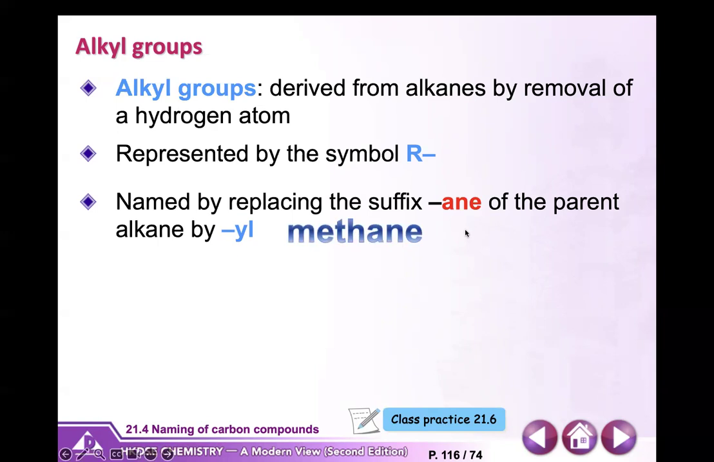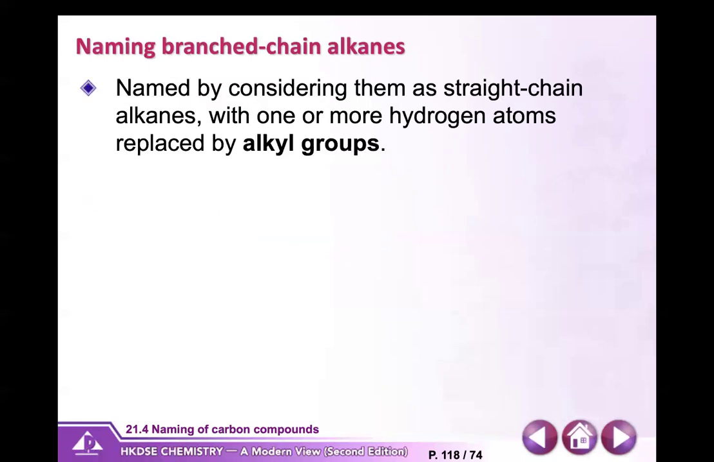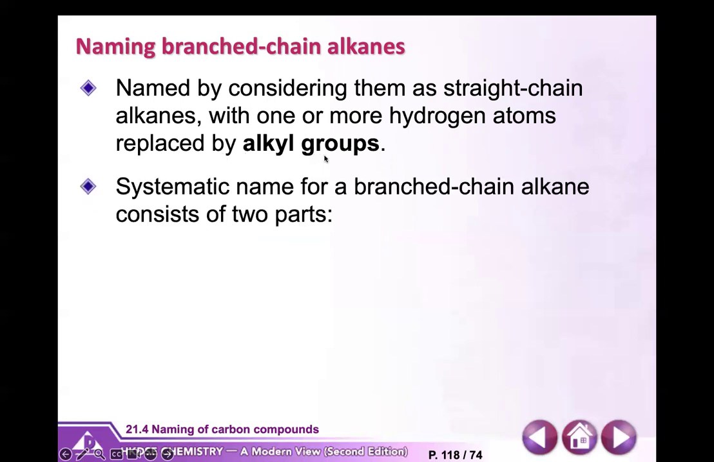As a result, for example, with methane, we eliminate the ANE and then replace it with YL. That will be a methyl group. So methane, if we change it to an alkyl group as a substituent, will be methyl. Ethane becomes ethyl, and propyl and butyl correspondingly. So, naming of the branched chain alkanes. They are named by considering them as straight chain alkanes with 1 or more hydrogen atoms first replaced by alkyl groups.